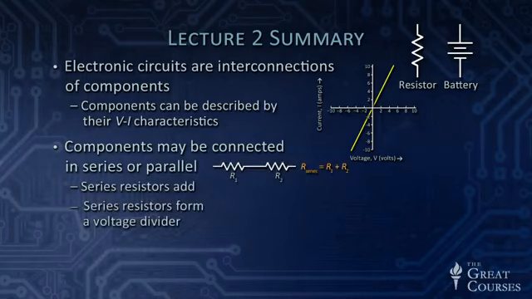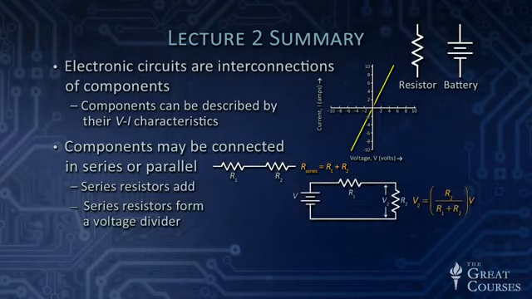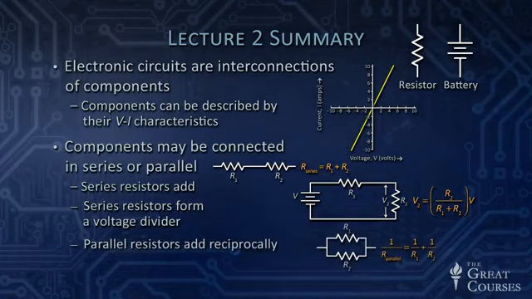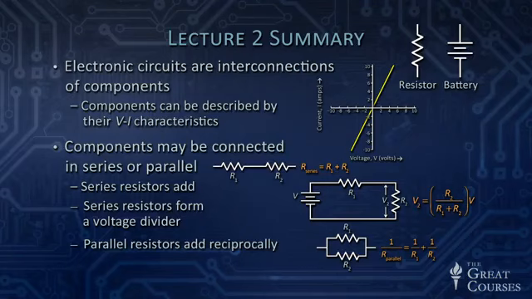Series resistors form a voltage divider with that combination of voltages, the voltage across the lower resistor being that fraction, its resistance over the total resistance times the source voltage, in this case a battery. And parallel resistors, we found, add reciprocally. So that's a quick summary of what we've done in this lecture, and we are now set to go begin building some simple circuits.